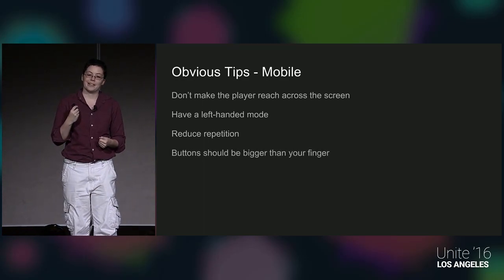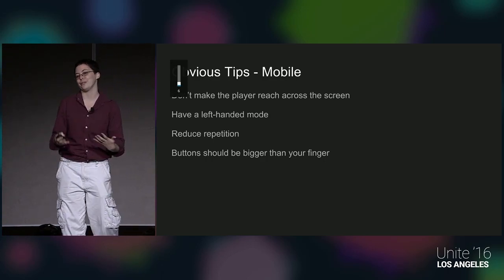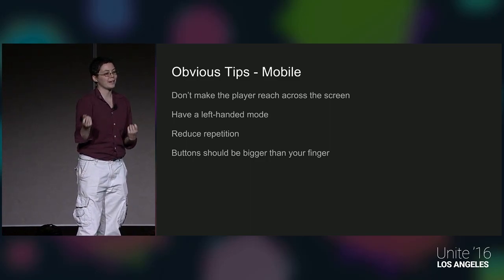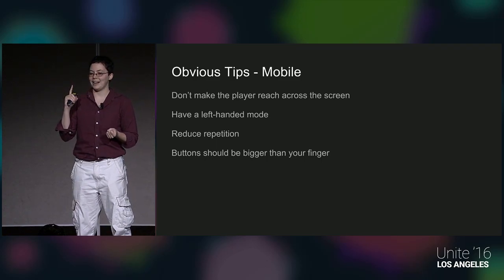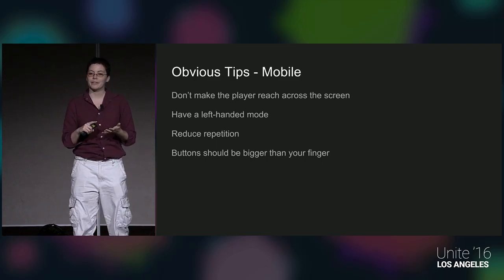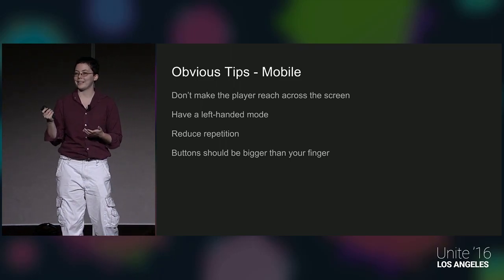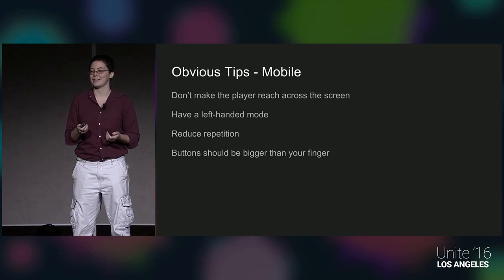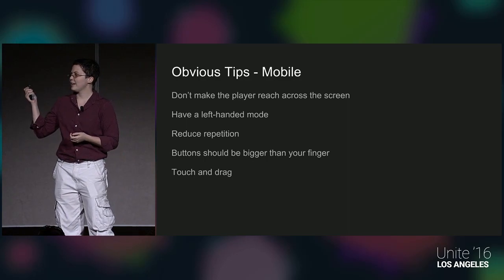Buttons should be bigger than your finger. There's a tendency when you're porting something to mobile to just reuse the same interface and the same buttons, but the mouse is very precise and very good at hitting very small buttons. Our fingers are not. Our fingers are large and they get in the way and they block our view, and it's hard to hit small buttons. And that is one of the things that will make players immediately stop using your game if they can't even hit the start button.